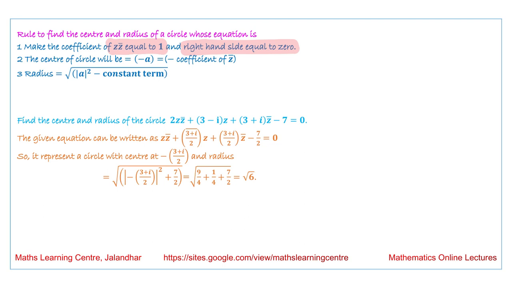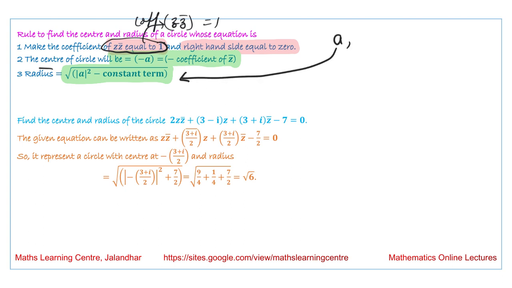Next, the center of the circle will be minus a, that is, the negative of the coefficient of z bar, and the radius will be given by this formula. So the important part is that we must make the coefficient of z bar equal to 1. We are saying the coefficient of this term we have to make 1. After that we can obtain the value of a, and from a and the constant term we can find the radius of the circle.